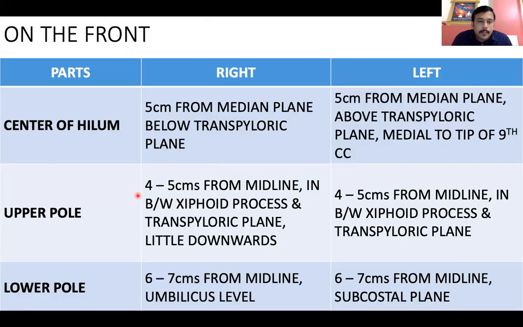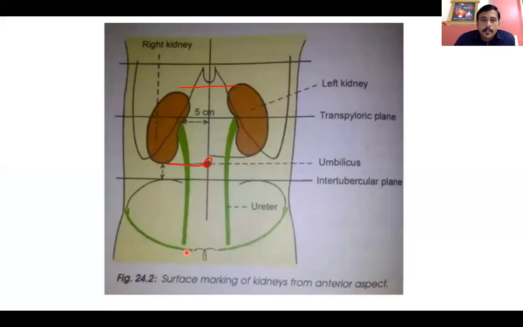The upper pole of the right kidney is located around 4 to 5 centimeters from the midline, in between the xiphoid process and the transpyloric plane, a little downwards once again. You can see the xiphoid process and the transpyloric plane; just locate the midpoint, and around 4 to 5 centimeters, a little below, will be the upper pole of the right kidney.